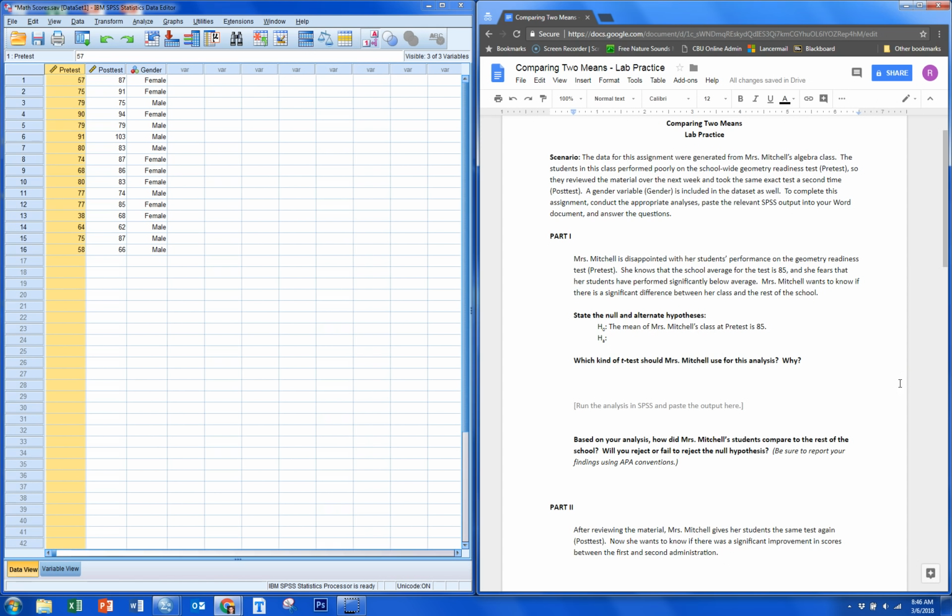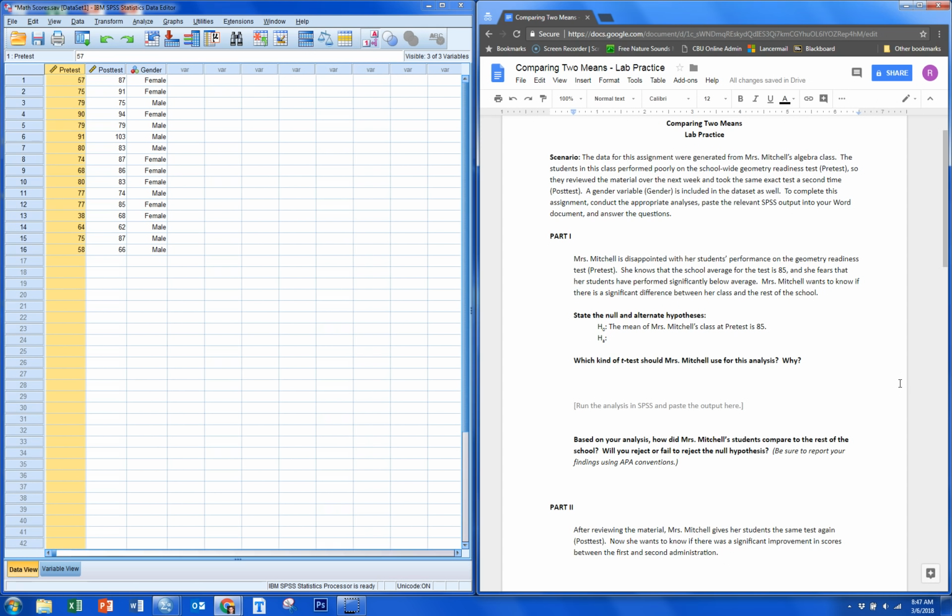Now, our alternate hypothesis is going to be that there is an effect or there is a difference. There's something called a unidirectional hypothesis and a bidirectional hypothesis. A unidirectional hypothesis specifies which direction the difference is going to be in. This can also be called a directional hypothesis. My class is below 85, right? Less than 85. Or perhaps she thinks her students are doing quite well, and my class is above 85, greater than 85. So you could have a directional hypothesis.